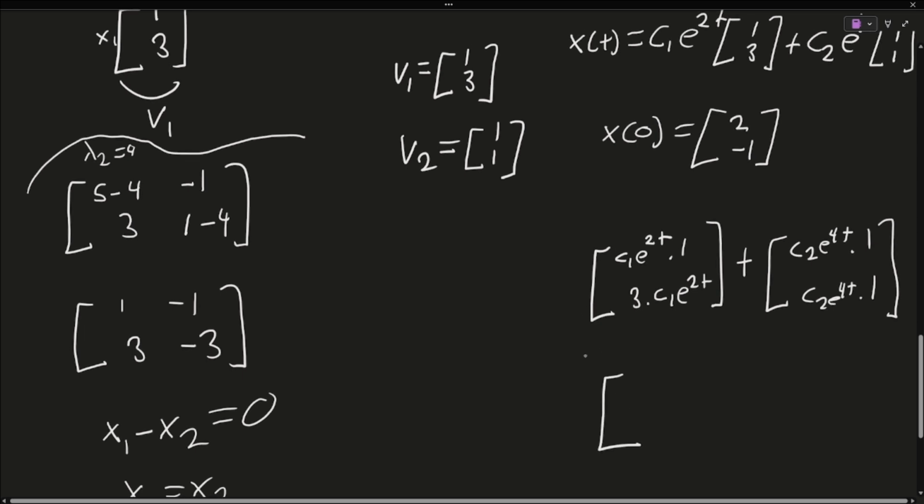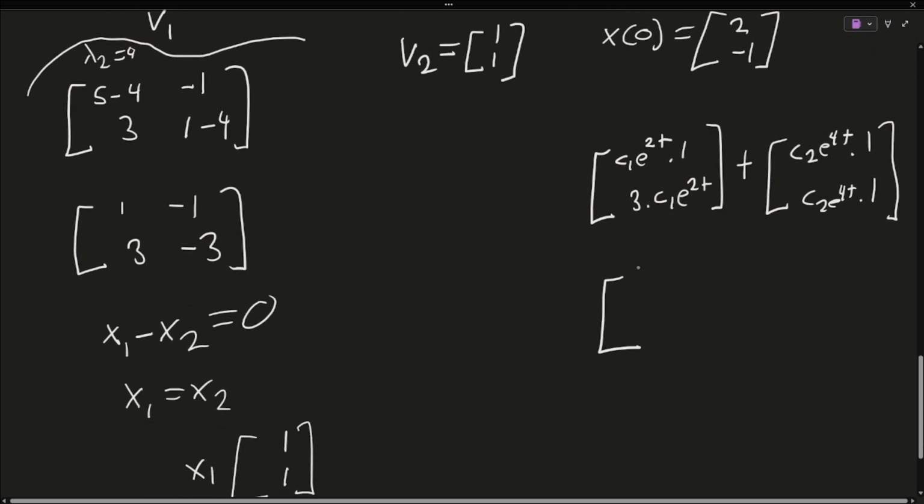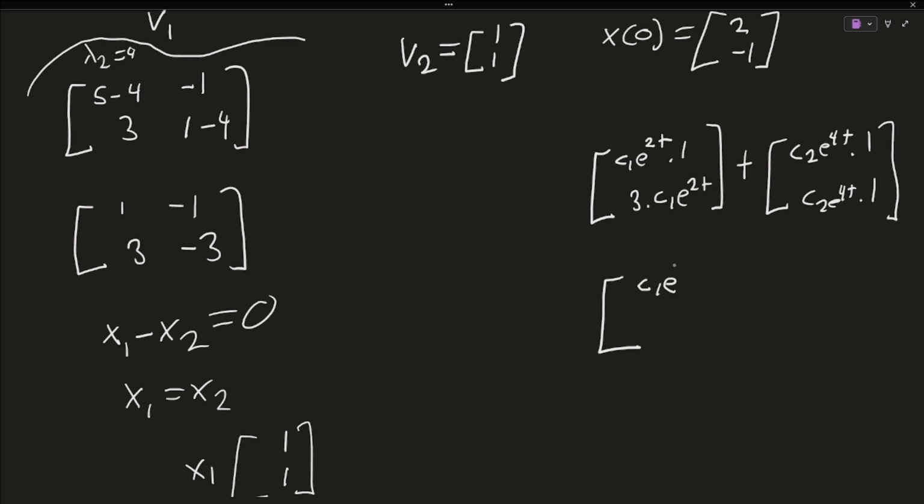So this is still a 2 by 1 matrix. This is still a vector. Don't try to add a new column here. This is not a new column. This is just adding to one entry. We're just making a matrix addition here. So we're going to have c1 e to the 2t plus c2 e to the 4t, and on the bottom row, we're going to have 3c1 e to the 2t plus c2 e to the 4t.